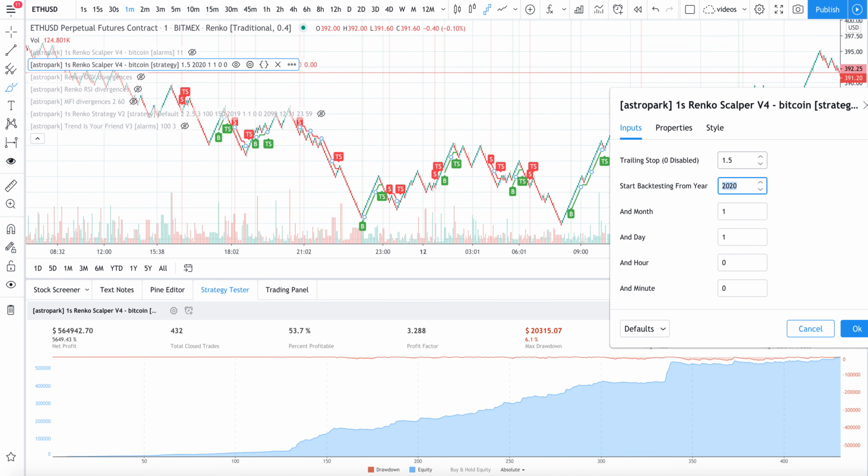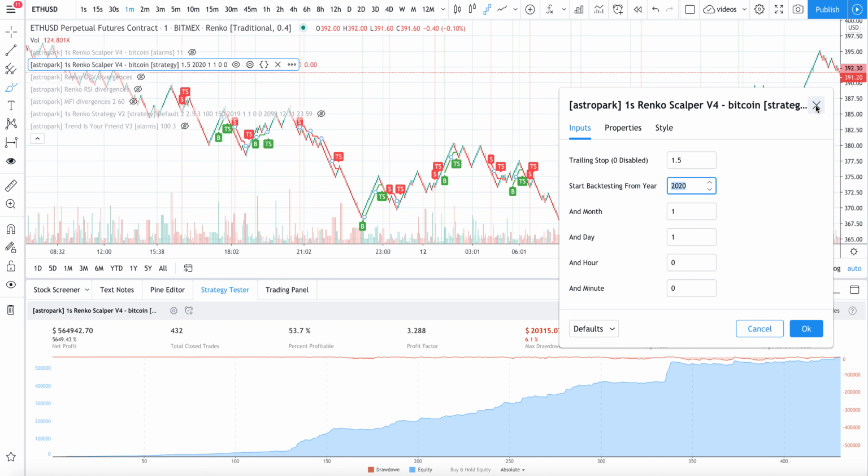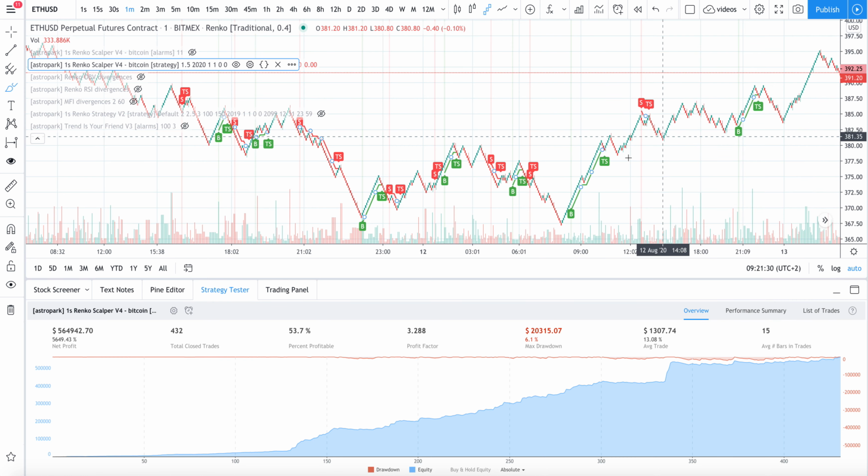So for example, with this $1.05, we also reduce the max drop down from 14 to 6. Net profit is also good. So for example, this is a good configuration. Okay, so this is a good configuration.